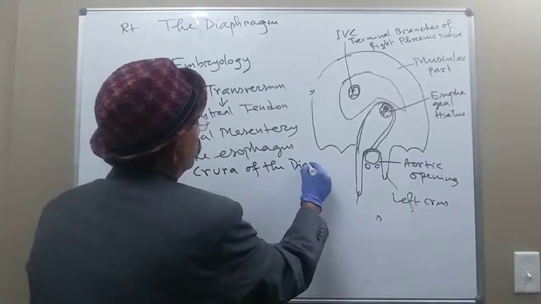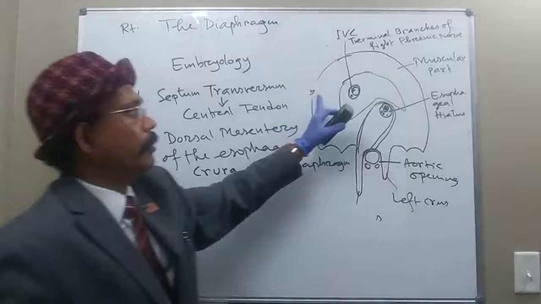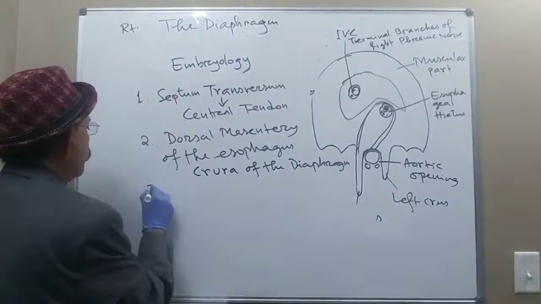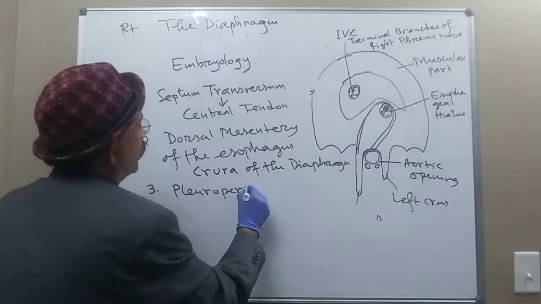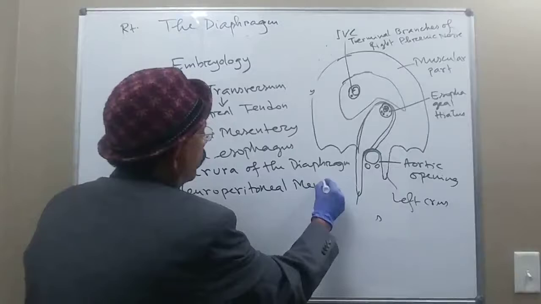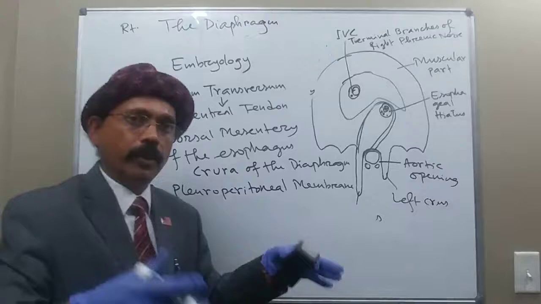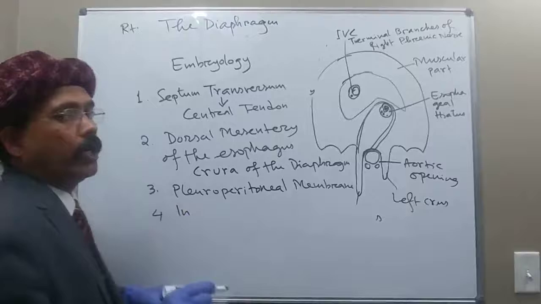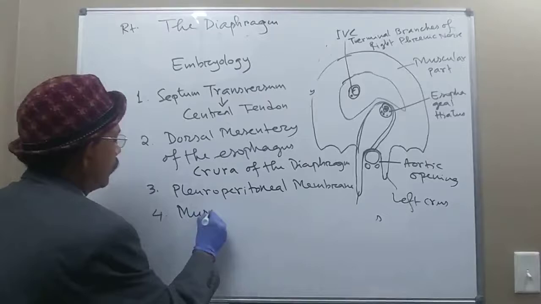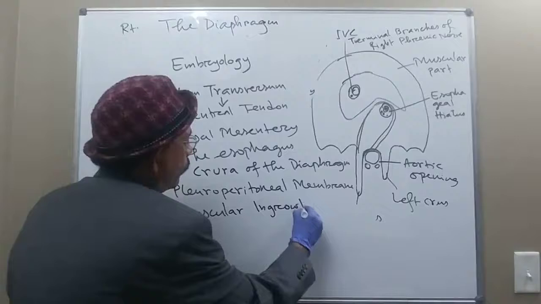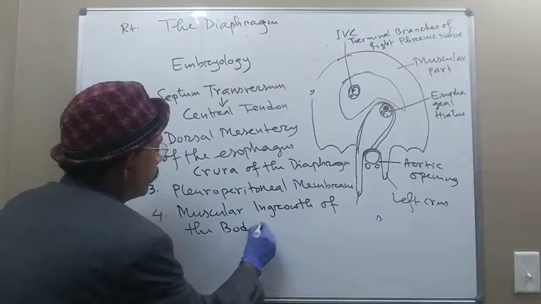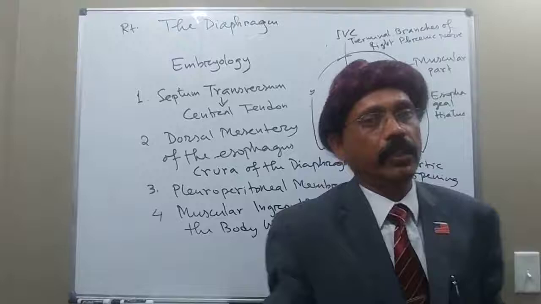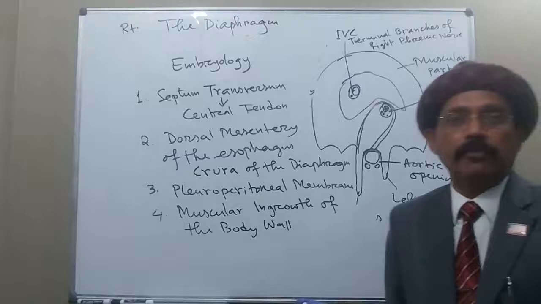Okay. Then the muscular part, initially it is contributed by the pleuroperitoneal membrane. But eventually, even in fetal life or late embryonic life, it is contributed mostly by the muscular ingrowth of the body wall. Okay, we can say body wall mesoderm or mesenchyme. Okay, this is the source of development of the diaphragm, starting around the fourth week of intrauterine life.